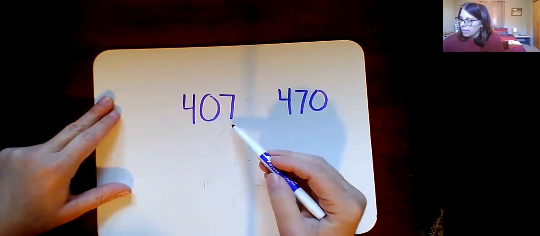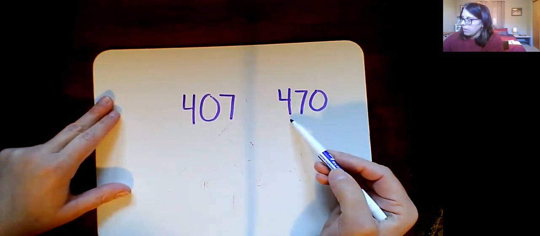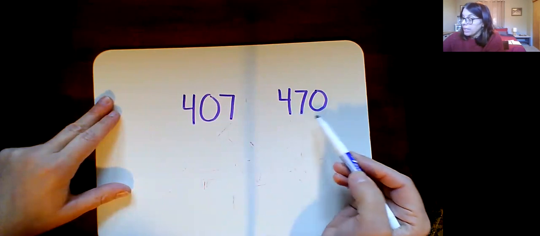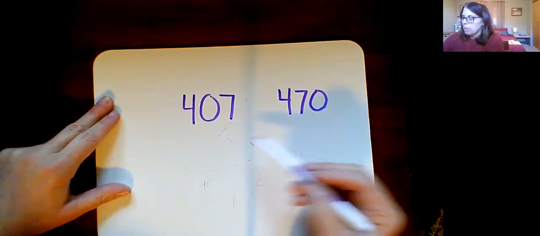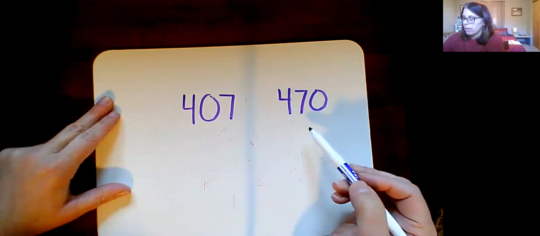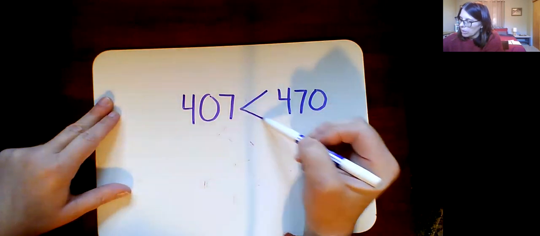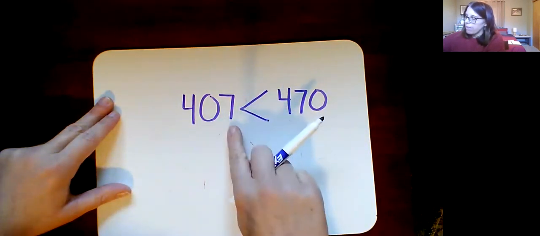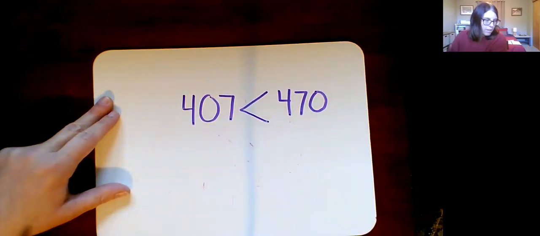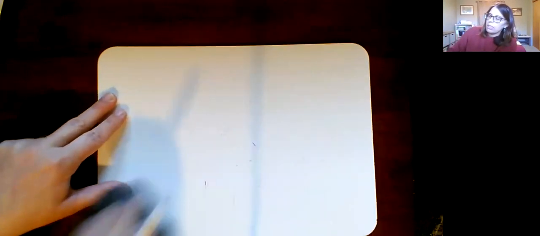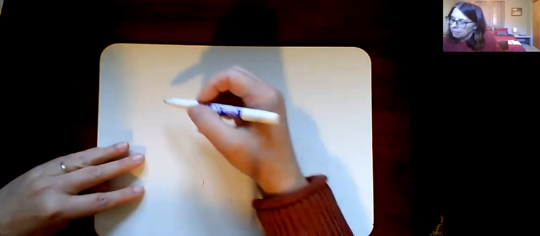This is 407. What's this number? 470. So which number here is greater or bigger? Yeah, the alligator wants to eat 470, so we'll use the less than sign. 407 is less than 470. So you're going to find some numbers that you'll just see over and over trying to trick you.